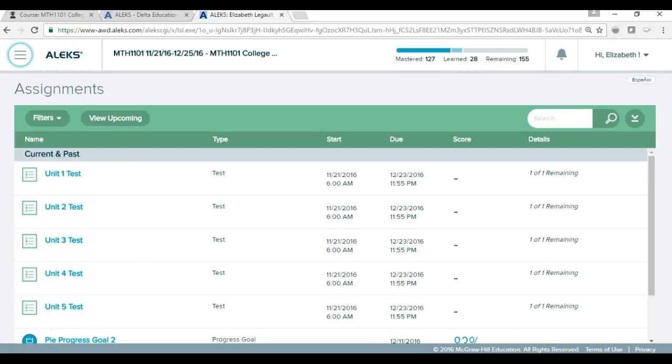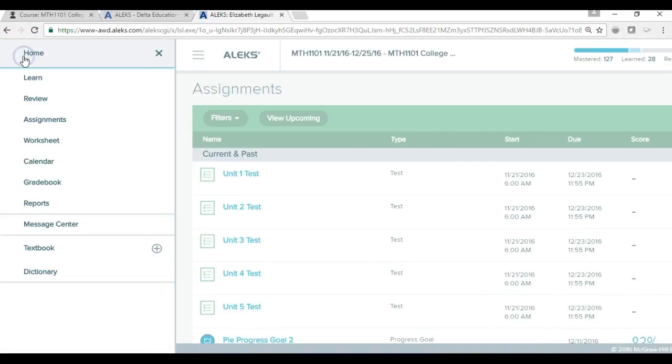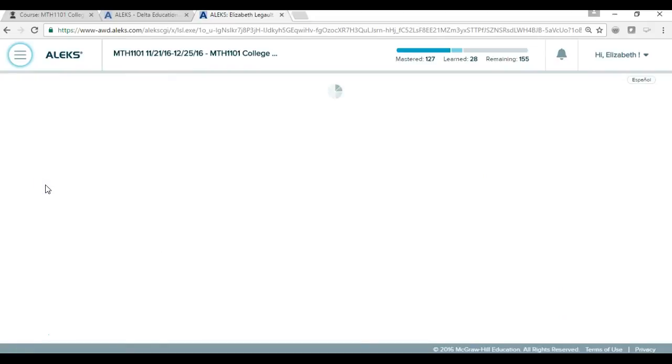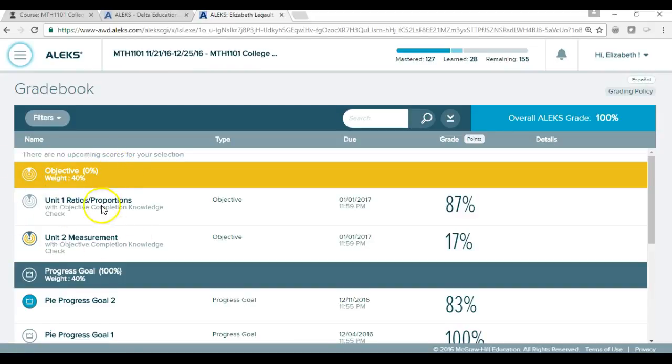Please check your gradebooks in ALEKS, and you can do this by clicking on your menu, and then you're going to click on Gradebook, and you're going to view to make sure all your units, Unit 1, Unit 2, Unit 3, and Unit 4 should be here. All of them should say an 85% or higher if you're on track.